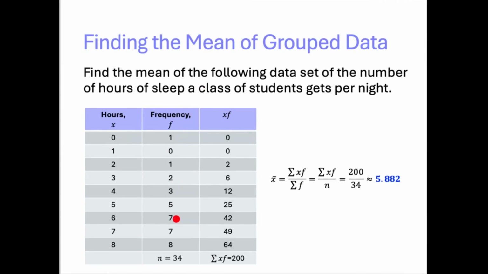So here are our frequencies totaled up. There's 34 students then, right? If you add all this up, there's 34 students.